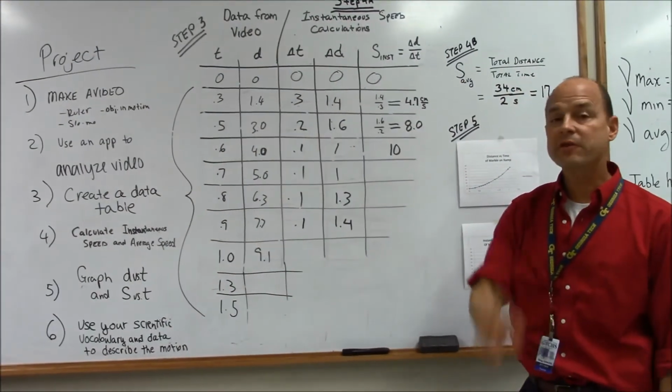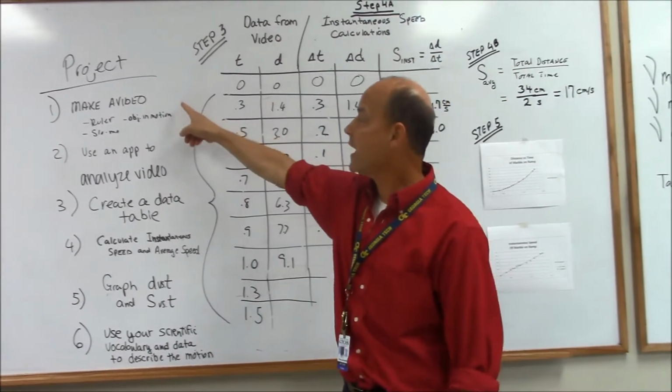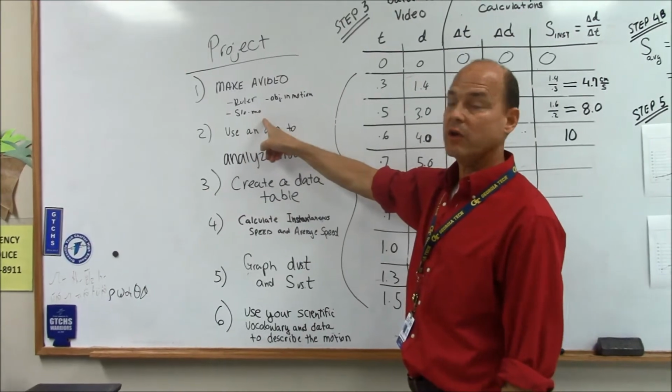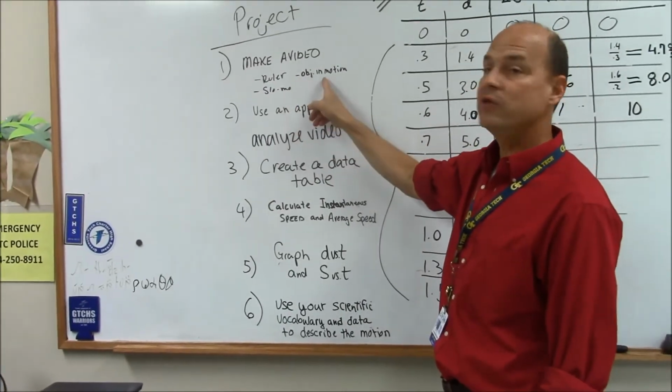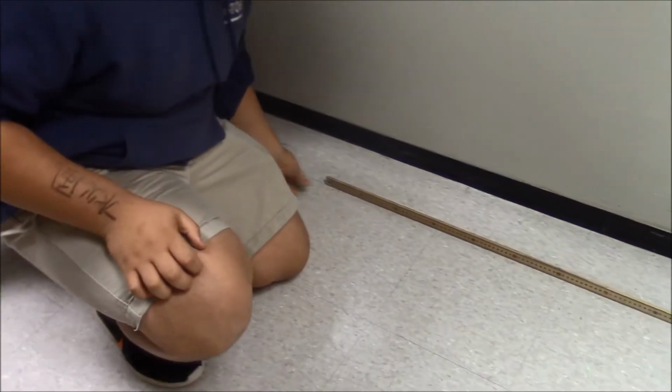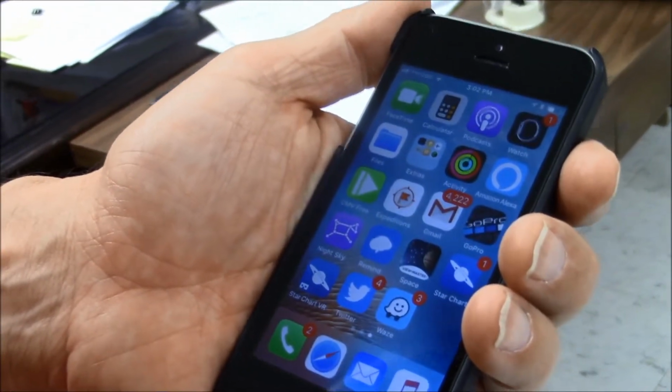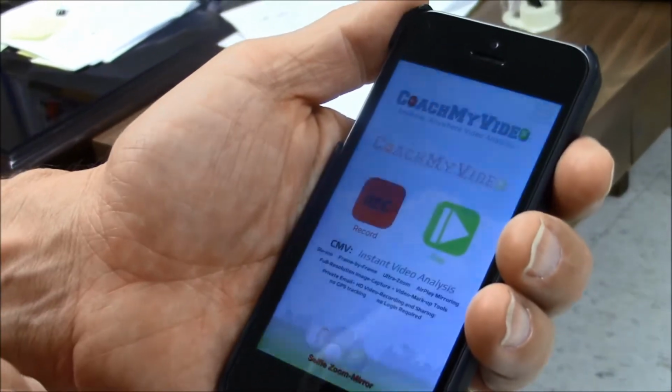Okay? The first step in your project is to make a video. You're going to need a ruler and a camera that can record in slow motion, and you need an object in motion. Okay? Right, so then on step 2, you need to use an app to analyze your video.